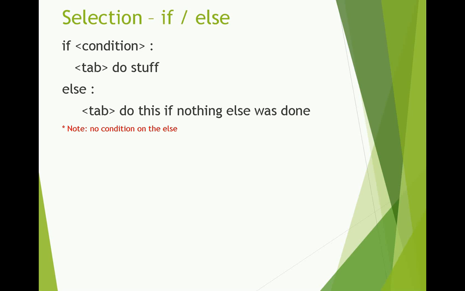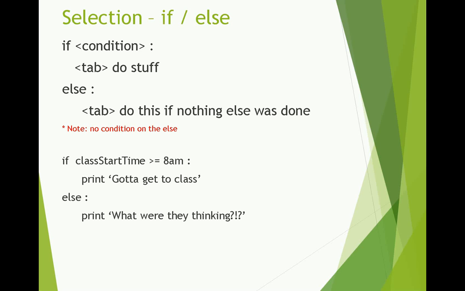It is a default else. Notice there is no condition on the else. The else will automatically run when the if does not. So if class time is greater than or equal to 8, print got to get to class, else print what were they thinking? Really? 7:30 a.m. classes, really? So let's try this out.